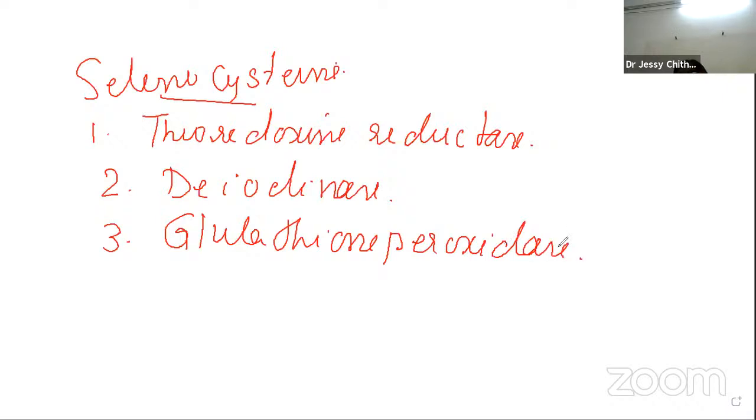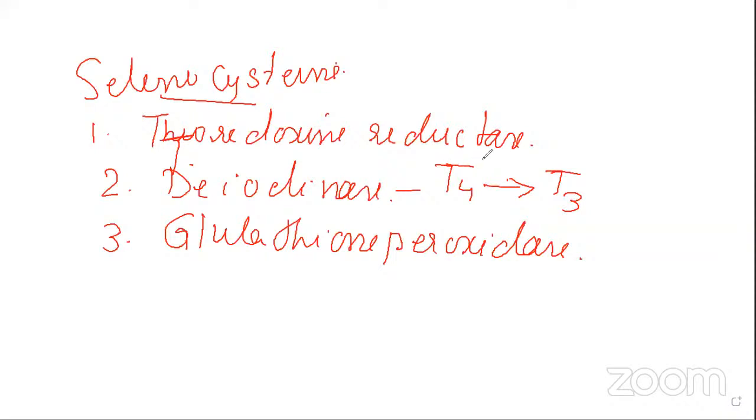What is the use of thioredoxin reductase? Thioredoxin reductase is used for the synthesis of deoxyribonucleotide. And what is the use of deiodinase? Deiodinase is used for the conversion of T4 to T3. Understand? And what is the use of glutathione peroxidase? It is used for scavenging free radicals. So selenocysteine is mainly present in three enzymes: thioredoxin reductase, used for the synthesis of deoxyribonucleotide; deiodinase, for the conversion of T4 to T3; and glutathione peroxidase, used for scavenging free radicals. And we will see the major points of how selenocysteine is formed.